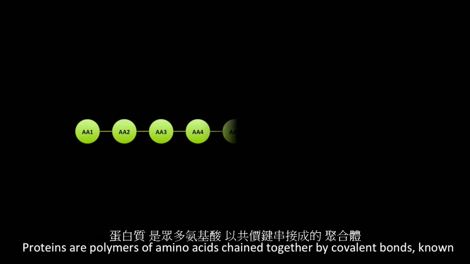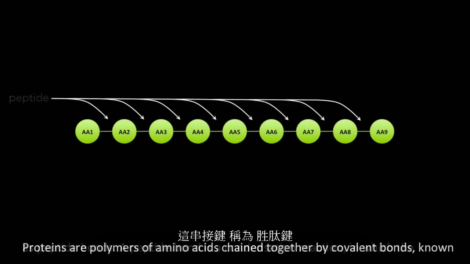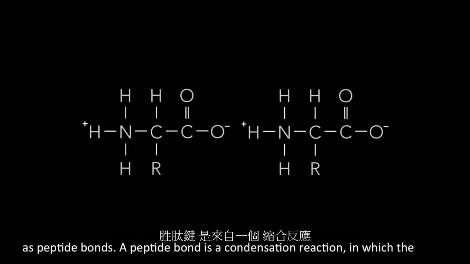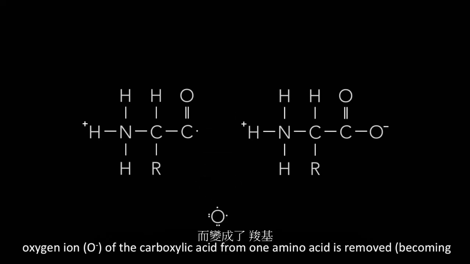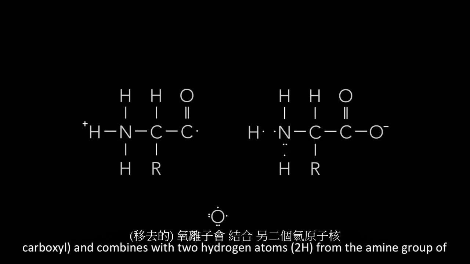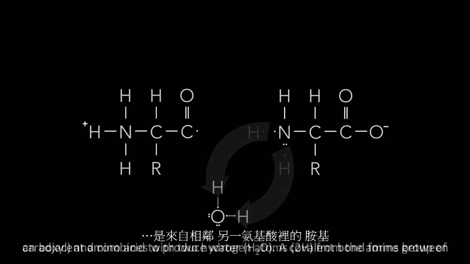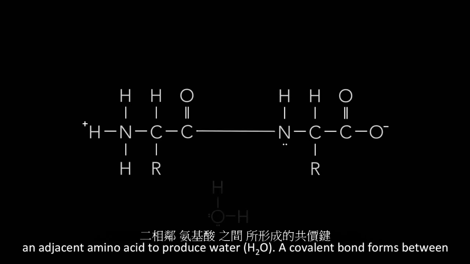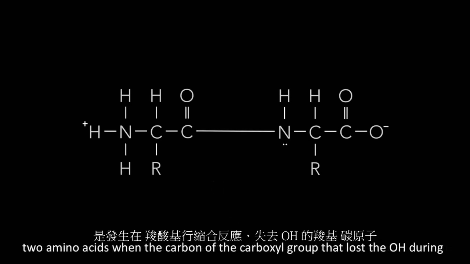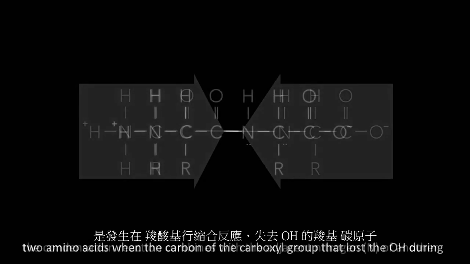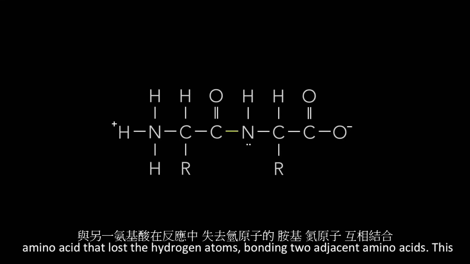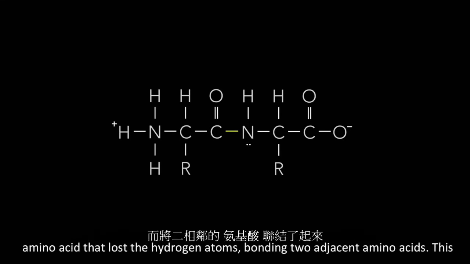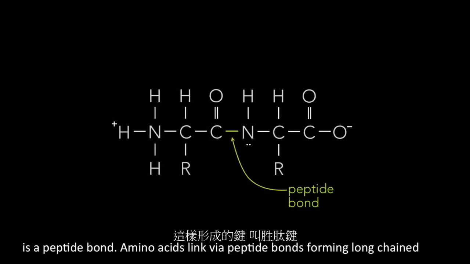Proteins are polymers of amino acids chained together by covalent bonds, known as peptide bonds. A peptide bond is a condensation reaction in which the oxygen ion of the carboxylic acid from one amino acid is removed, becoming carboxyl, and combines with 2 hydrogen atoms from the amine group of an adjacent amino acid to produce water. A covalent bond forms between the 2 amino acids when the carbon of the carboxyl group that lost the OH during the condensation reaction combines with the adjacent nitrogen of another amino acid that lost the hydrogen atoms, bonding 2 adjacent amino acids. This is a peptide bond.